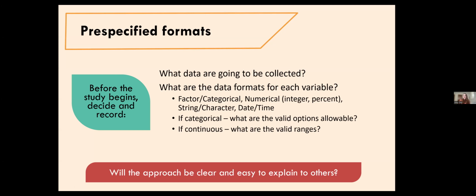And if it's a number, does it have to be a whole number? Does it have to be positive? What are the allowable ranges? What are the logical ranges? If it's a category, if you're picking different options, which is very common, what are the allowable options?